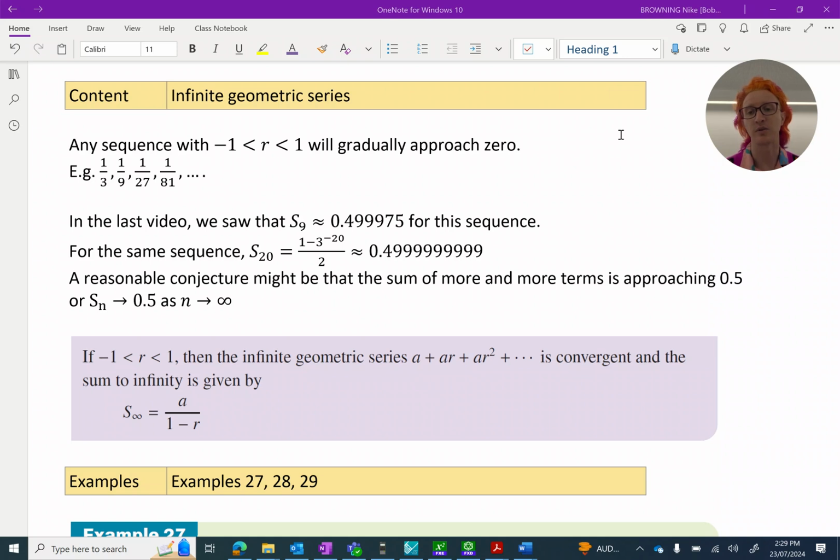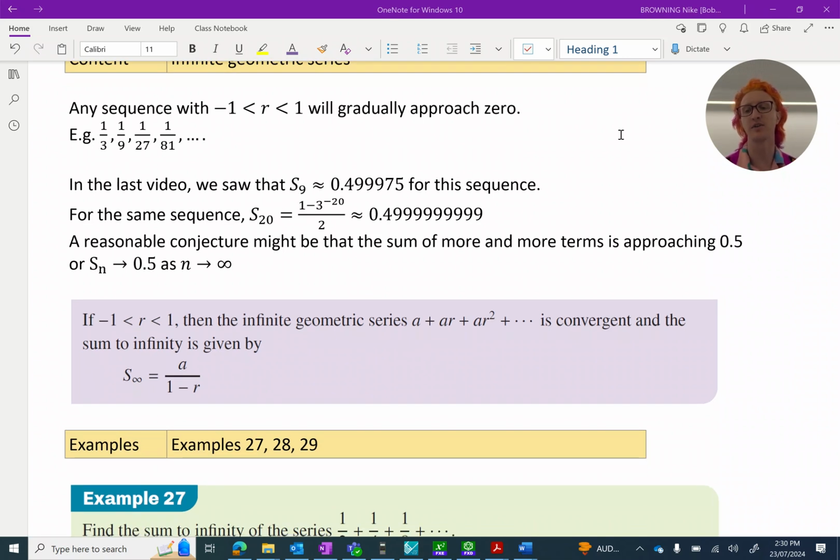In the last video, we saw that the summation of the first 9 terms was approximately 0.499975. In that same sequence, S at 20 is pretty close to 0.5. And so a reasonable conjecture might be that the sum of more and more terms is approaching 0.5, or S at n is approaching 0.5 as n approaches infinity.